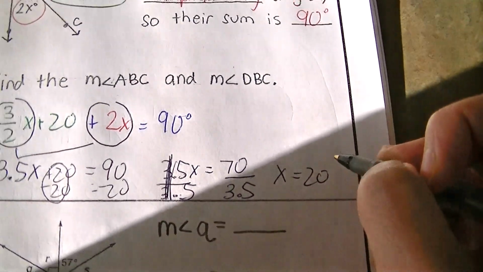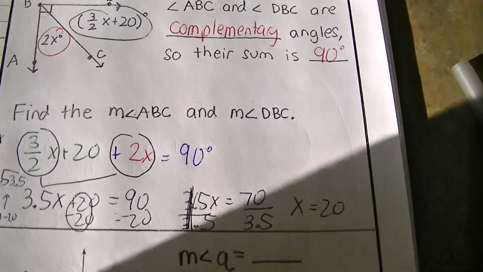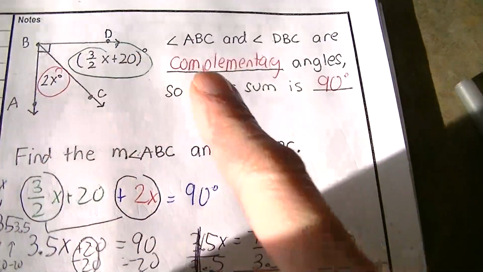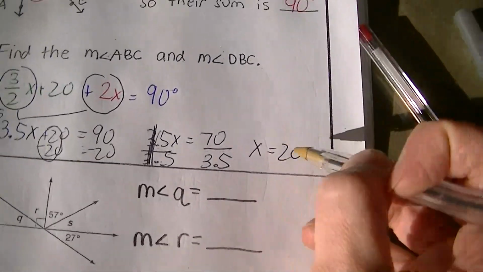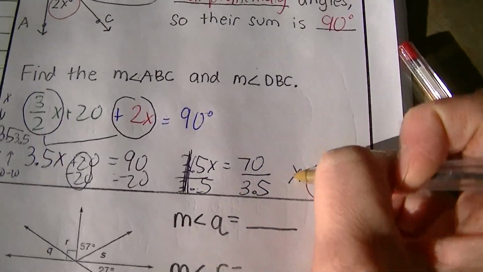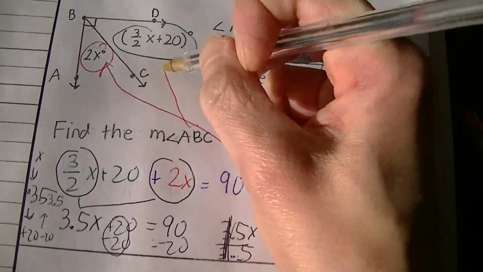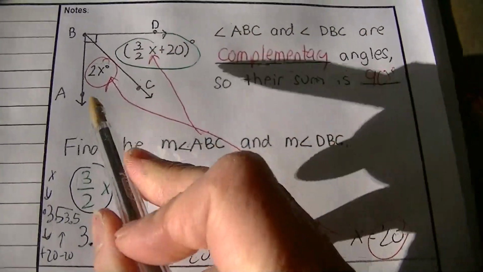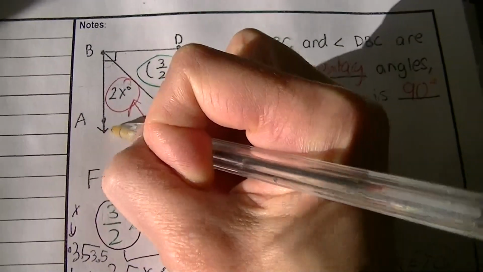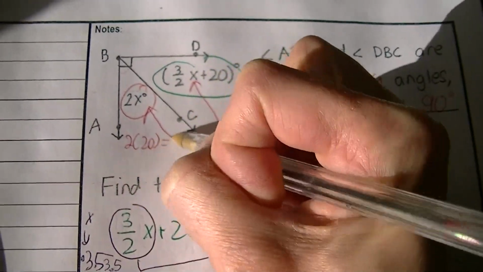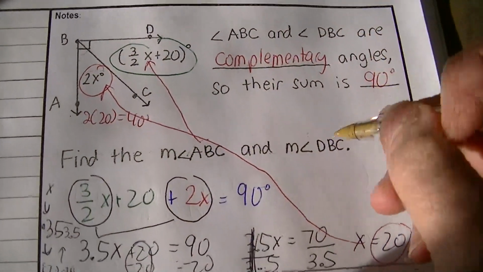Okay? Now remember what I want you to do is you have to substitute that answer back into your angles. So take that, and I'm just going to draw an arrow just to show you where it goes. Okay, so now to figure out this angle measure, I have to go 2 times x. Well, remember x is 20, so 2 times 20, that's 40. So the measurement of angle ABC is 40 degrees.